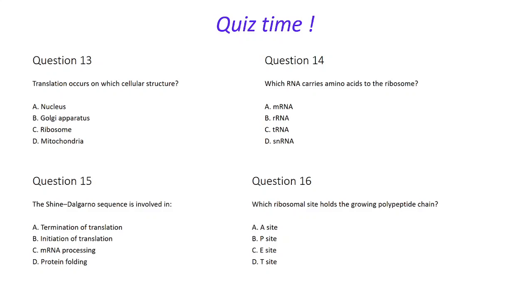Now, which ribosomal site holds the growing polypeptide chain? A, P, E, or T.